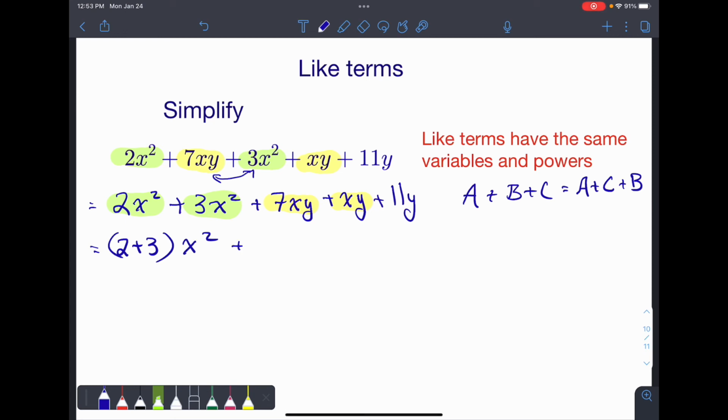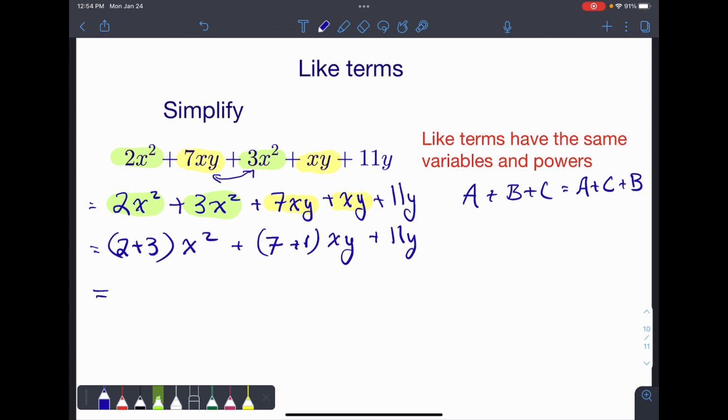And I do the same with the xy. I have 7 plus, now there is an implied 1 in front of the xy. So there is an implied 1. All right, so we go 7 plus 1 times xy. And I still have this 11y at the end. All right, we're almost done.